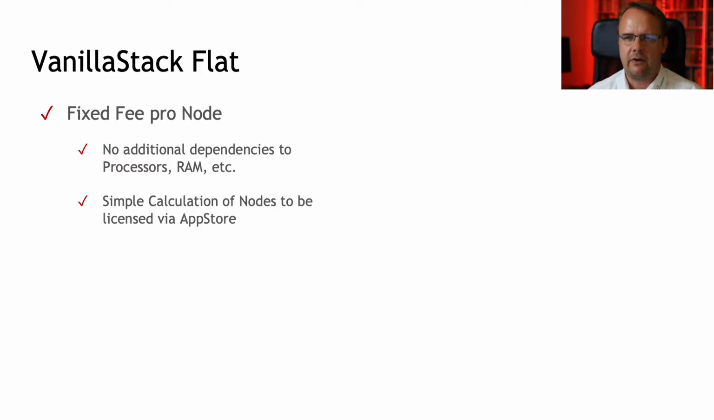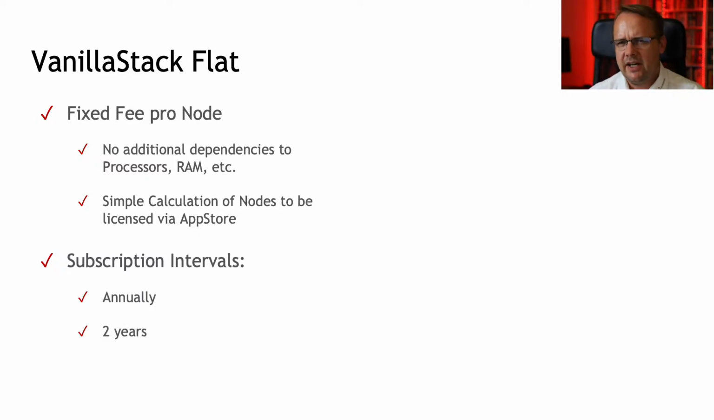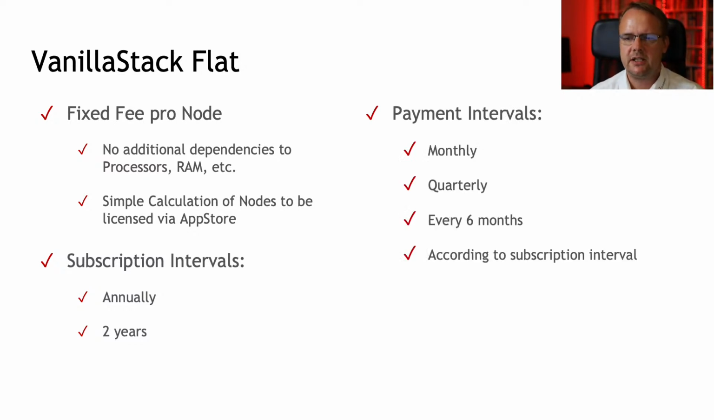The calculation is very simple. You pay per node. We do not care about how big your nodes are. It is your choice. It is your environment. All we are interested in is the number of nodes. You can do that in 2 or in several different subscription intervals, starting with an annual subscription. This can be expanded to a 2-year subscription, but if that is too expensive for you in regards to paying a one-time fee, we totally understand that. So we provide you with different payment intervals, monthly, quarterly, every 6 months, or according to your subscription interval.